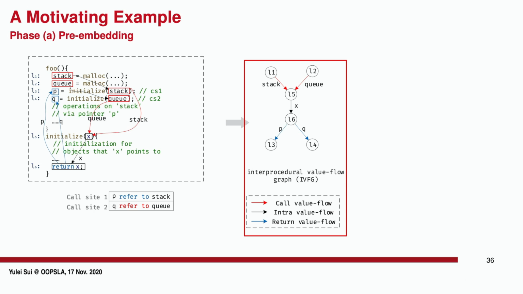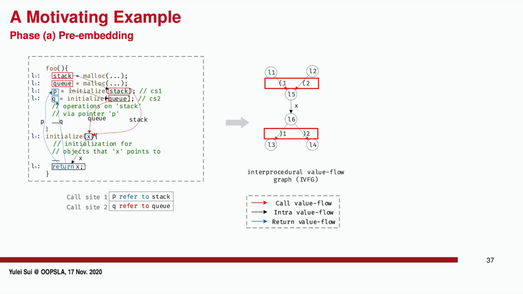The red and blue edges denote the interprocedural call and return value flows. The black edge is the intraprocedural value flow within a method. The call and return edges are annotated with left parentheses and right parentheses respectively, and also labeled with their corresponding numbers to distinguish these two call sites, CS1 and CS2.